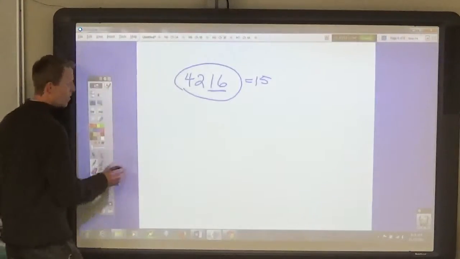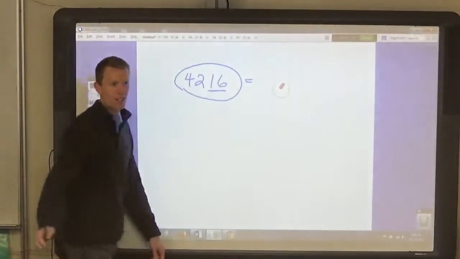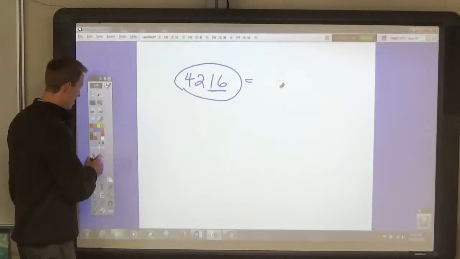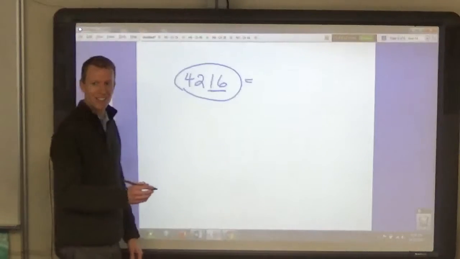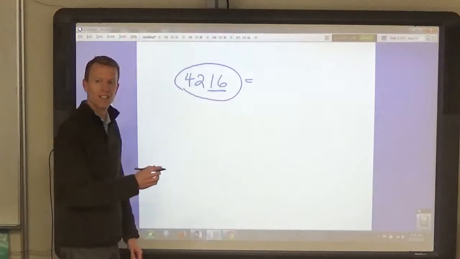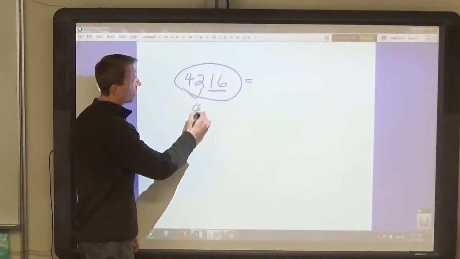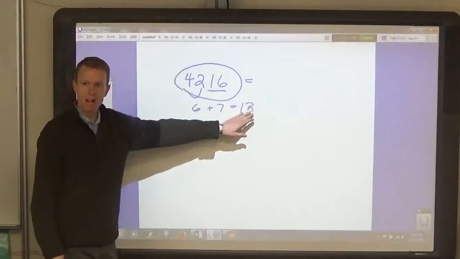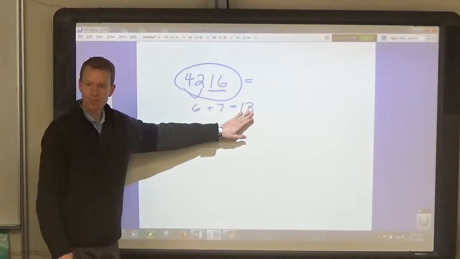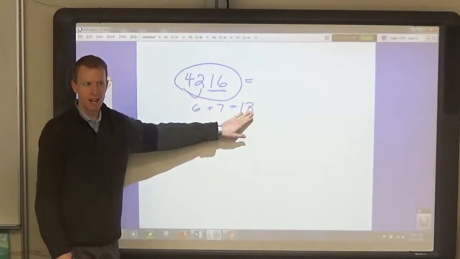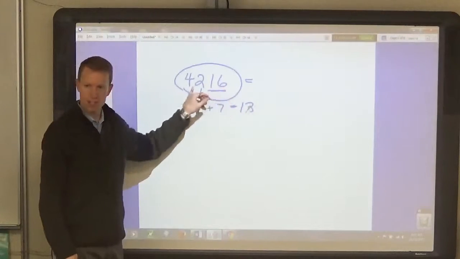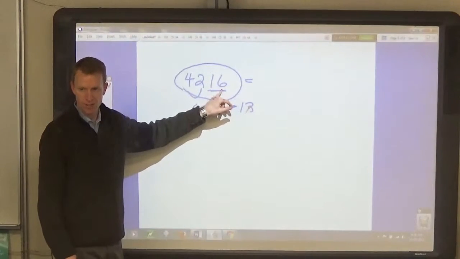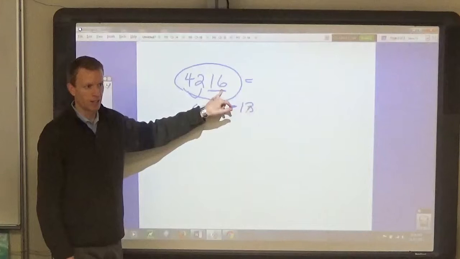What are the digits, Jordan? I added wrong. What are the digits? 13. 6 plus 7 is 13. Is 13 divisible by 3? No. Is it divisible by 9? No. So then this number is not divisible by 3 or 9, right?